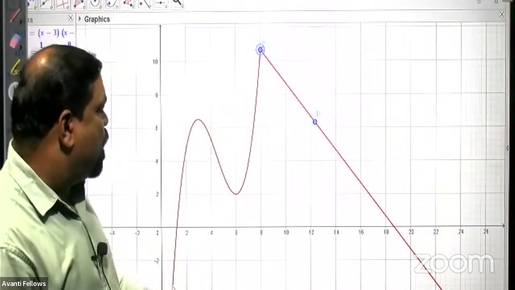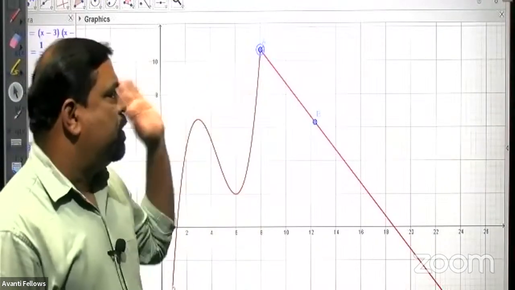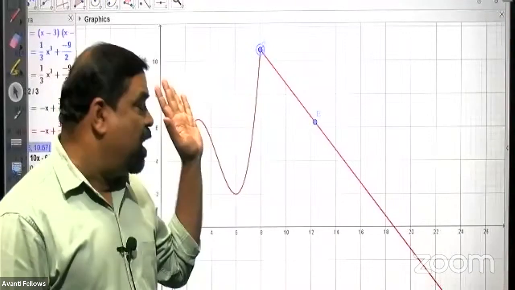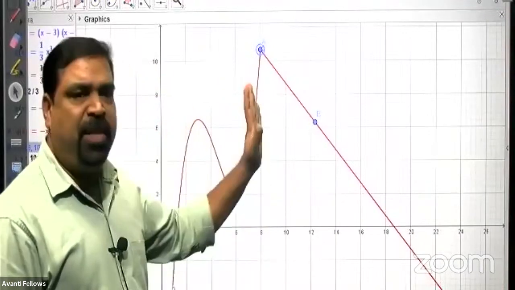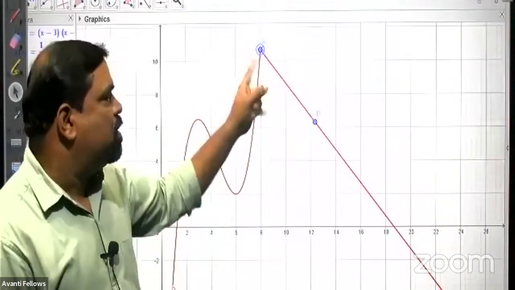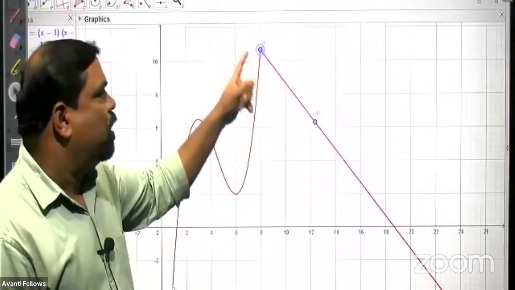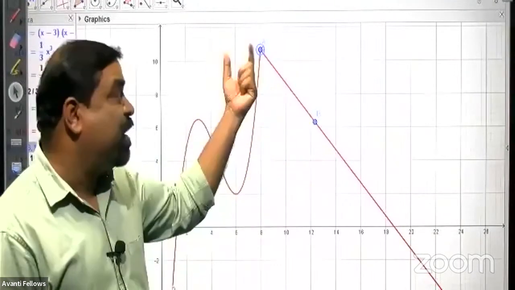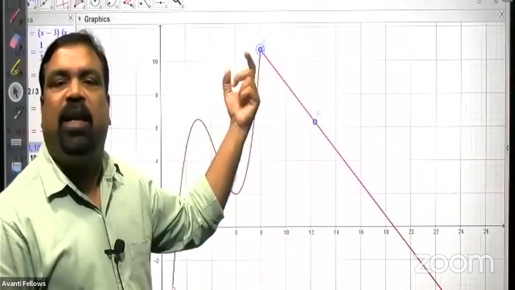But remember, at the point 8, x equal to 8, the function is not differentiable. It's a sharp edge actually. Anyway, that is also a turning point. That is also a critical point actually. We say critical point.